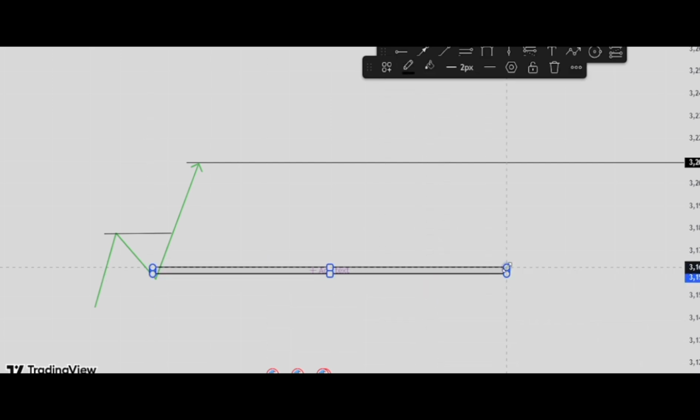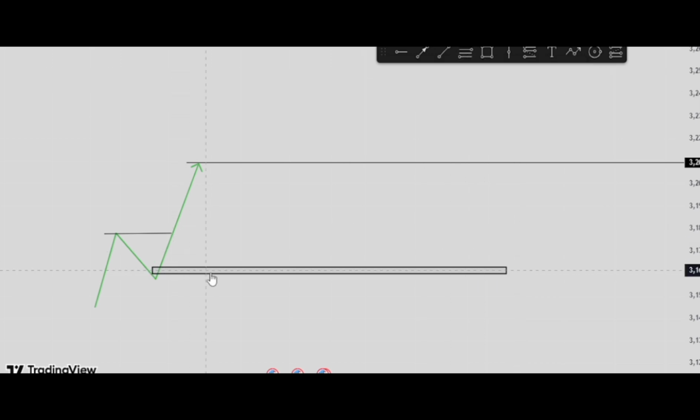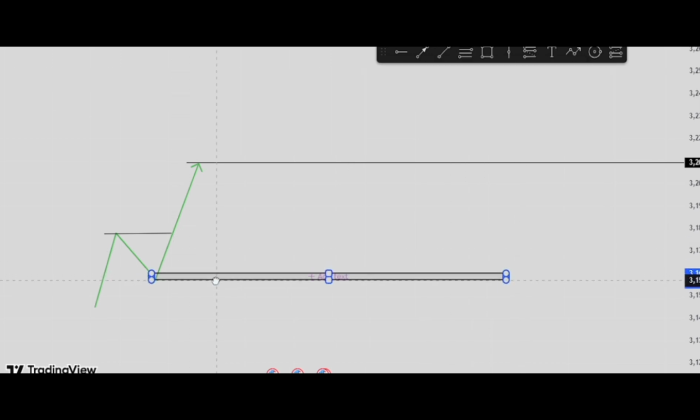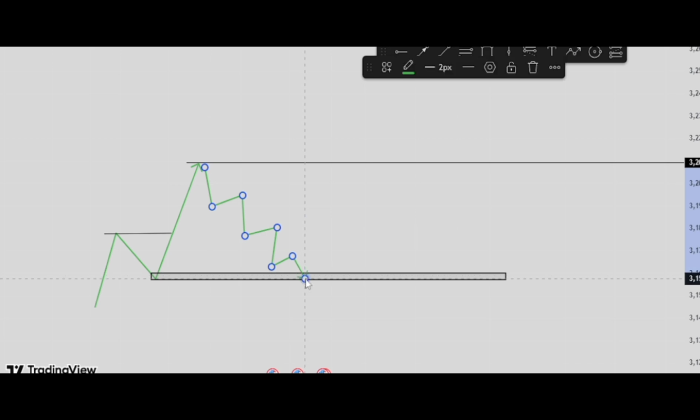And then what do you do now? You mark the demand like this. Then you wait for the market to retrace back to the demand zone, either giving us any of the reversal patterns. Let's say, for instance, here the market begins to give us that channel. This is what you want to see, and then it touches our demand zone, something like this.